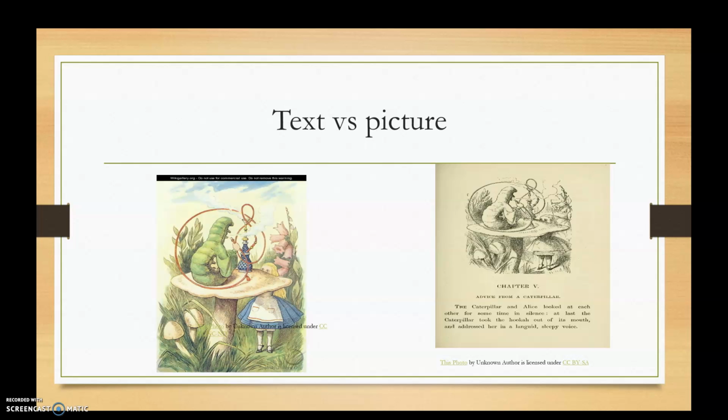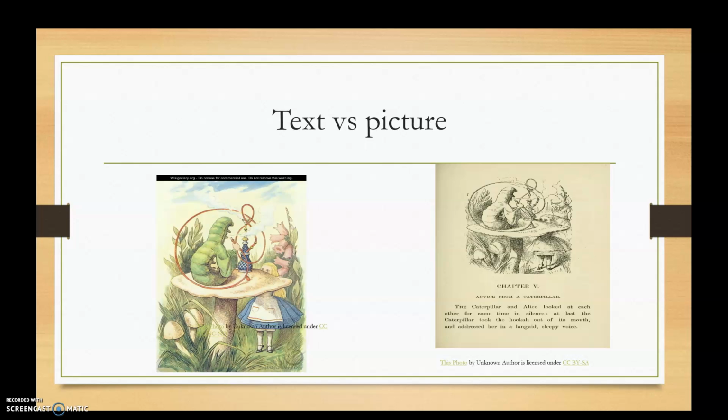And if we look at it, it says the caterpillar and Alice looked at each other for some time in silence, right? And we can see that. At last, the caterpillar took the hookah out of its mouth and addressed her in a languid, sleepy voice, right? So maybe you say, hey, that kind of corresponds with what I'm seeing, right? Or if he's smoking something, maybe he really is feeling kind of sleepy.